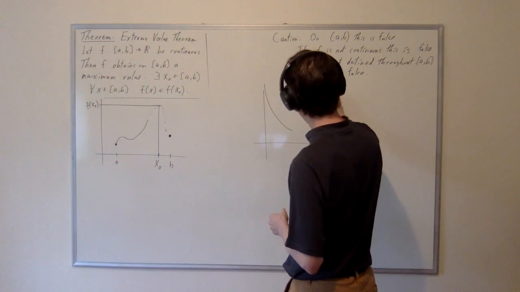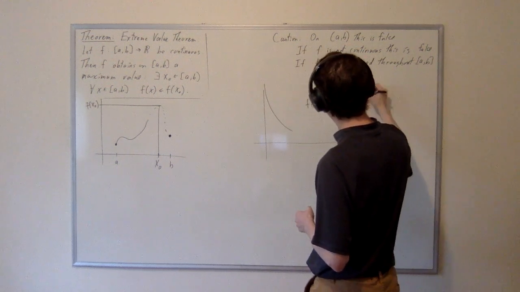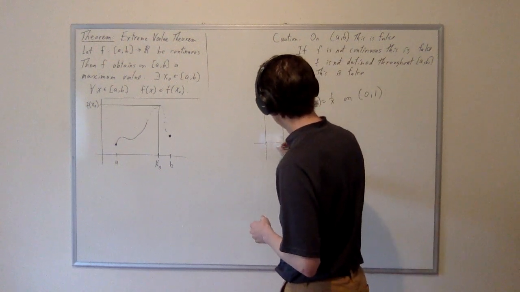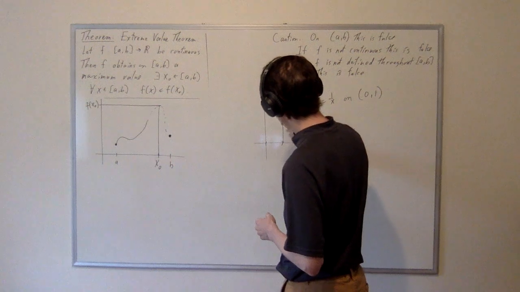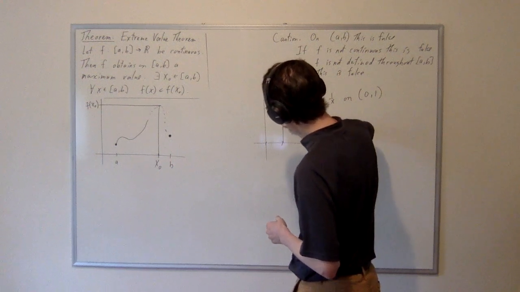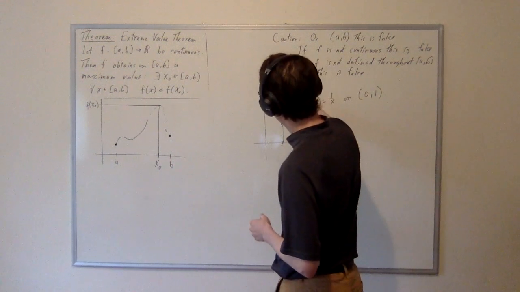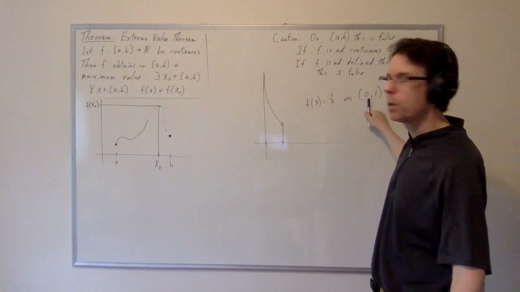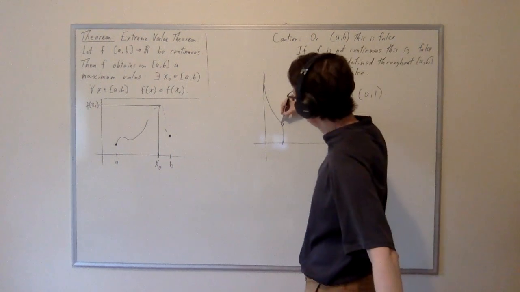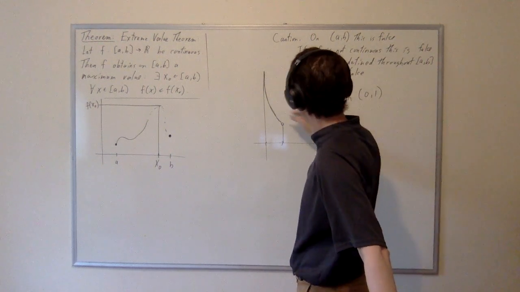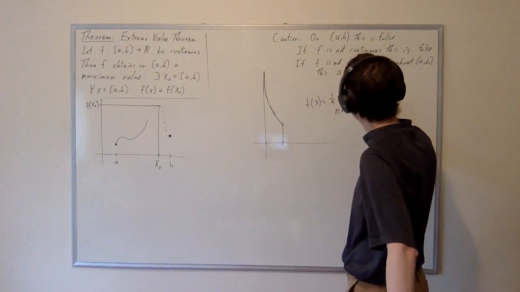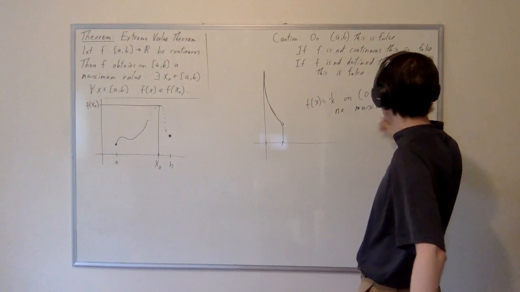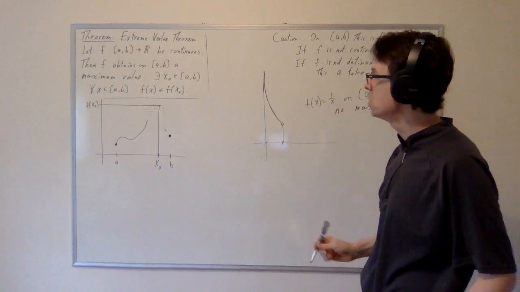So here, let's do f(x) = 1/x on the open interval from 0 to 1. So on this open interval, we have a hole here, and then this part of the graph is removed. Now this function is not defined at 0, but it is defined on the open interval from 0 to 1. And what does it do? It just goes up to infinity here. So here we have no maximum value. And the conclusion of the extreme value theorem for this function is false.